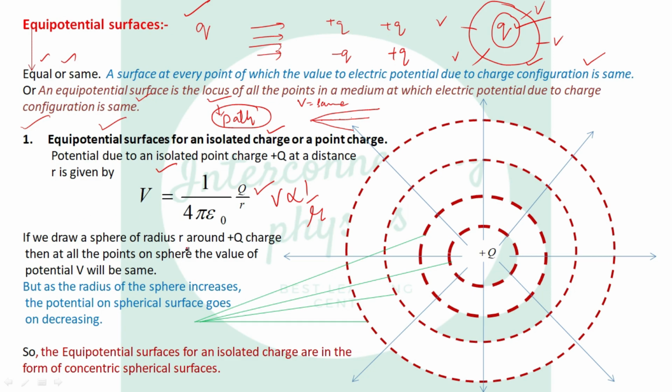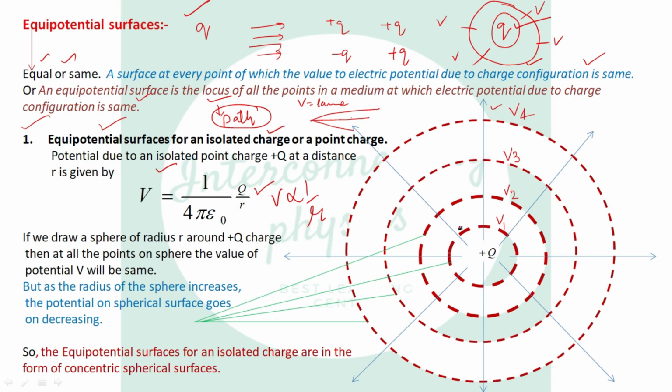If we draw a sphere of radius r around this charge Q, then we see that at all points on this sphere the potential is same. Let us say it is V1 here. Then we increase the radius and draw another sphere. Let us say the value of potential is V2 here, at every point the value is V2. Then we increase the radius and draw another sphere, and at every point the value of potential is V3 and it is same.